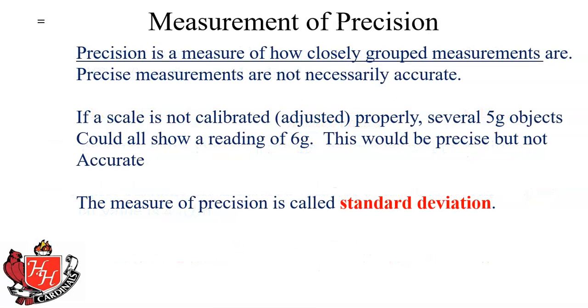Precision is a measure of how closely grouped measurements are. Precise measurements are not necessarily accurate, as we saw with the bullseye. If a scale is not calibrated, adjusted properly, several 5-gram objects could all show a reading of 6 grams. This would be precise, but not accurate. The measure of precision is called standard deviation.